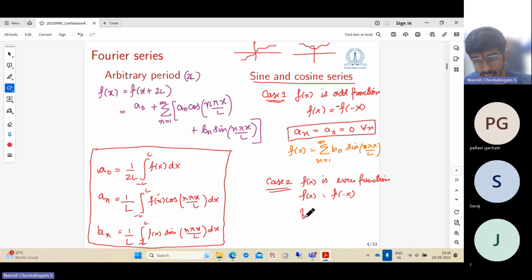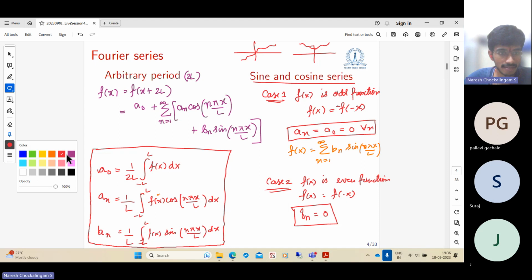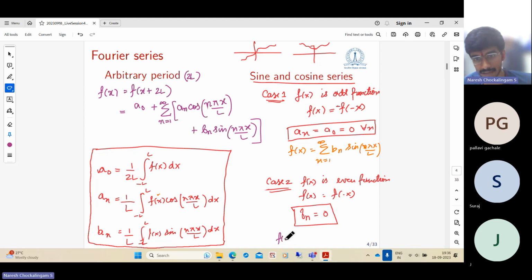In that case, bn's are equal to 0. Why? Same reasoning. You have f of x an even function, sine is an odd function, so the entire integrand is an odd function. So when you integrate from minus L to L, it vanishes. That's all. In this case, you get f of x as the summation of a naught plus an cos n pi x by L. That's all.